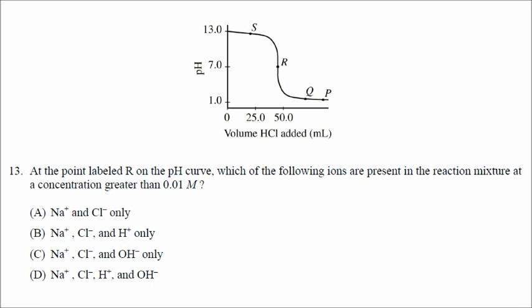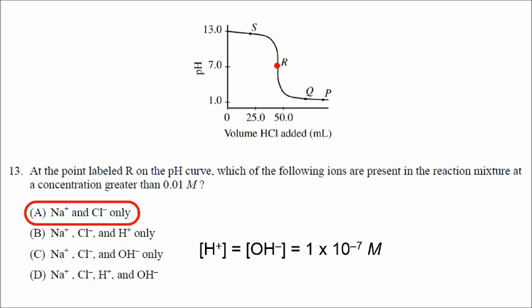If the pH is 7, that means that the concentration of H plus and the concentration of OH minus is 1 times 10 to the negative 7 at point R. We're looking for ions that have a concentration greater than 0.01, so it could not be H plus or OH minus. All we have is salt, NaCl, and water. So the correct answer for number 13 is A.